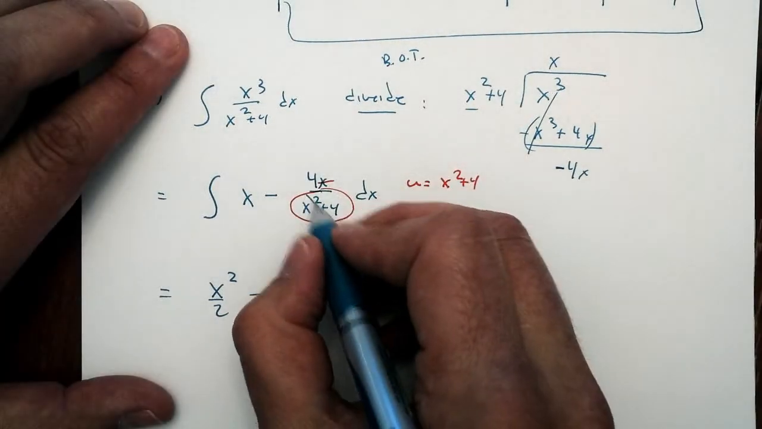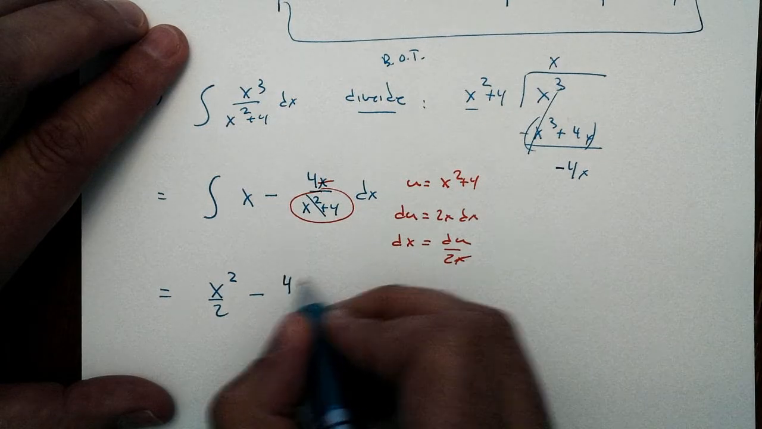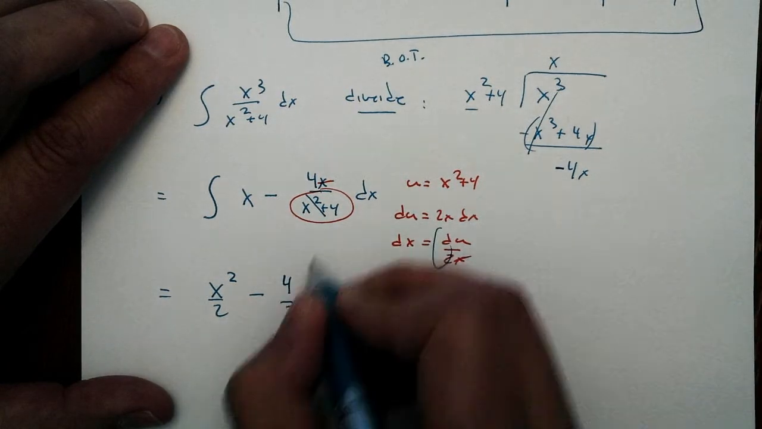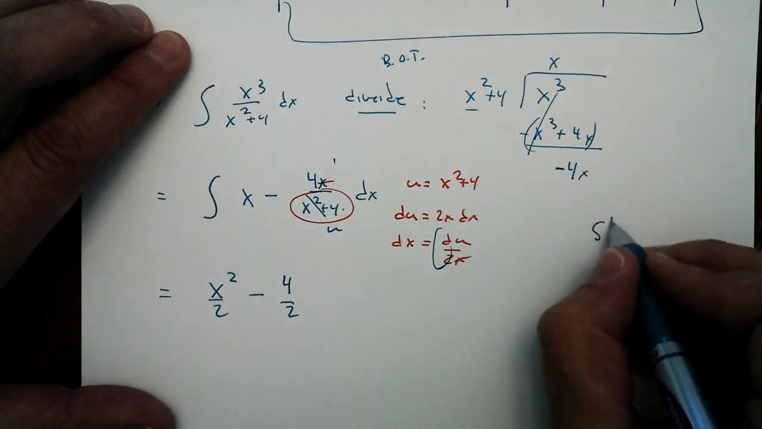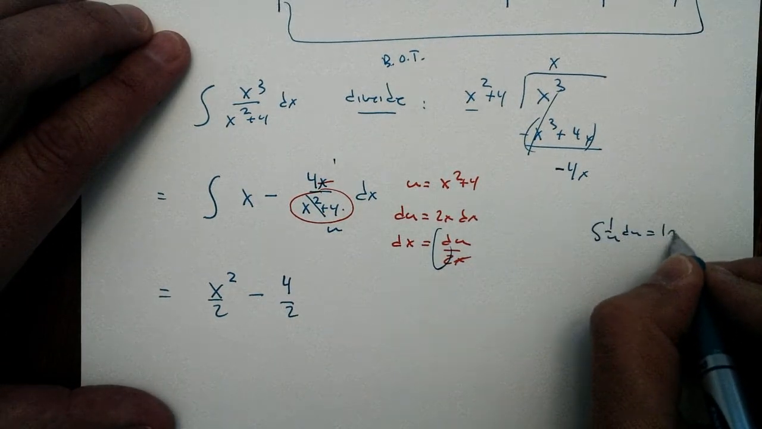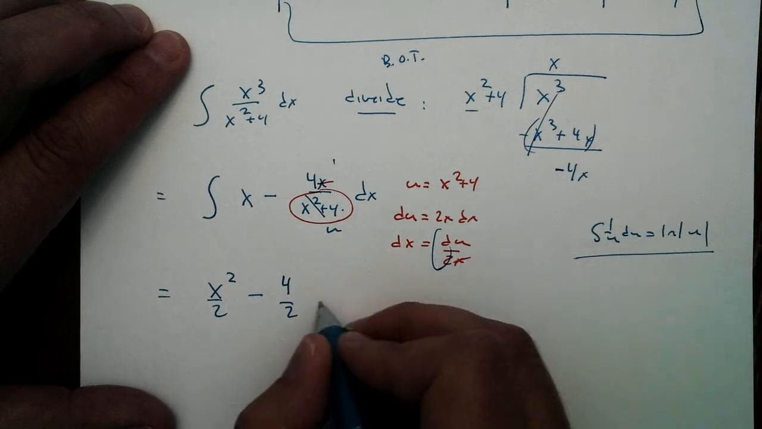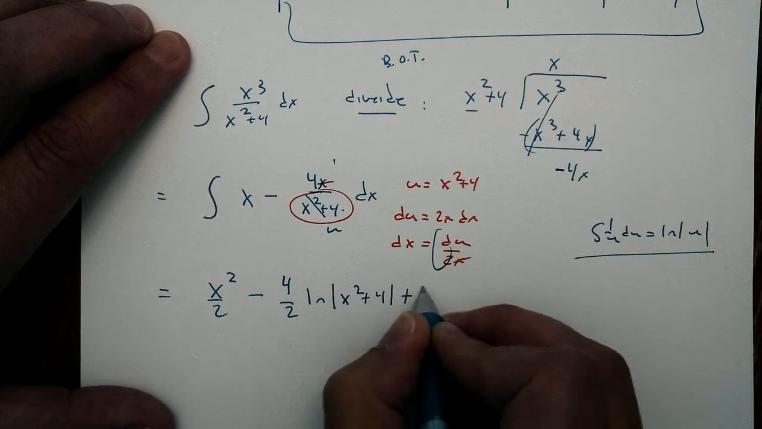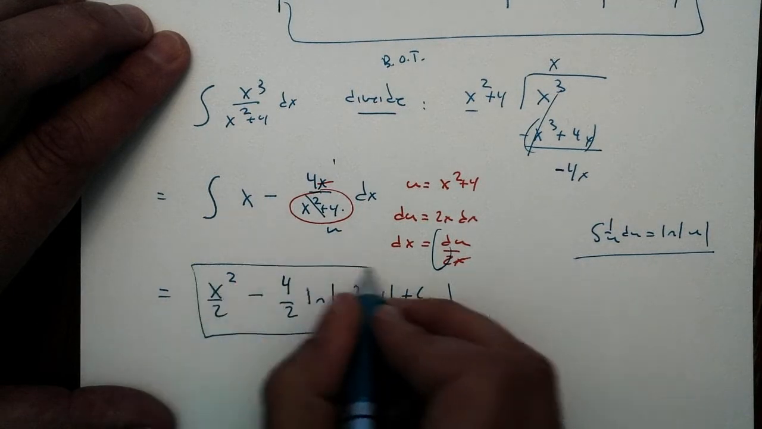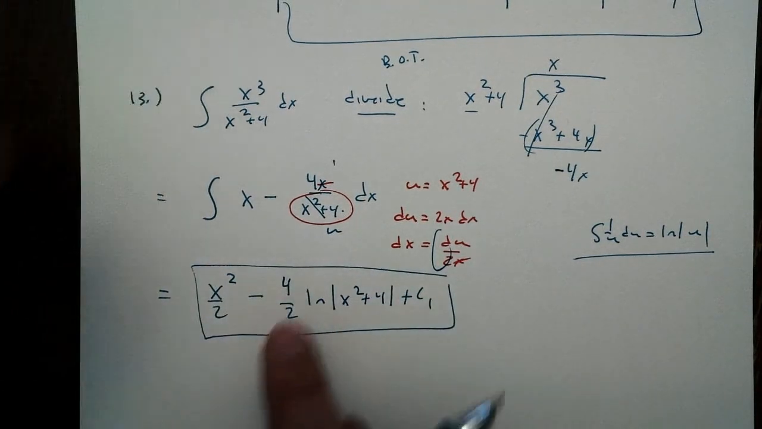So what are we left with? Remember, this is 4 over u. We're going to divide that 4 by 2. But remember, that becomes 1 over u. And the antiderivative of 1 over u is the natural log of u. So we get the natural log of x squared plus 4 plus your constant of integration. And there's our antiderivative. So definitely take a look at these.